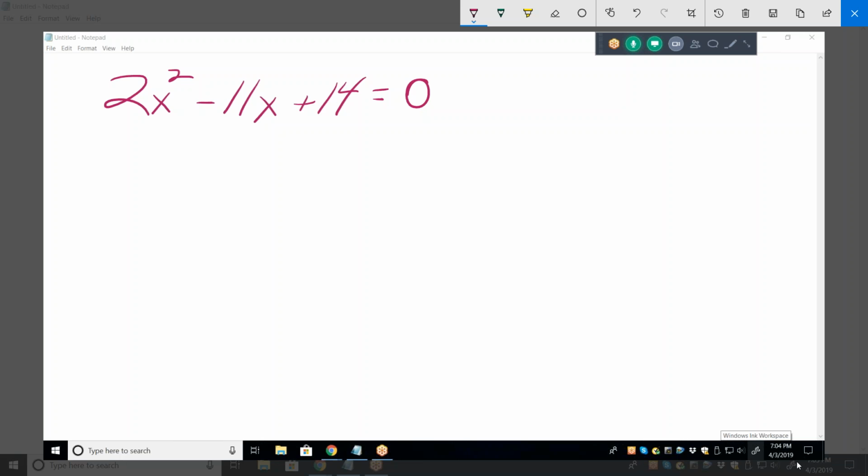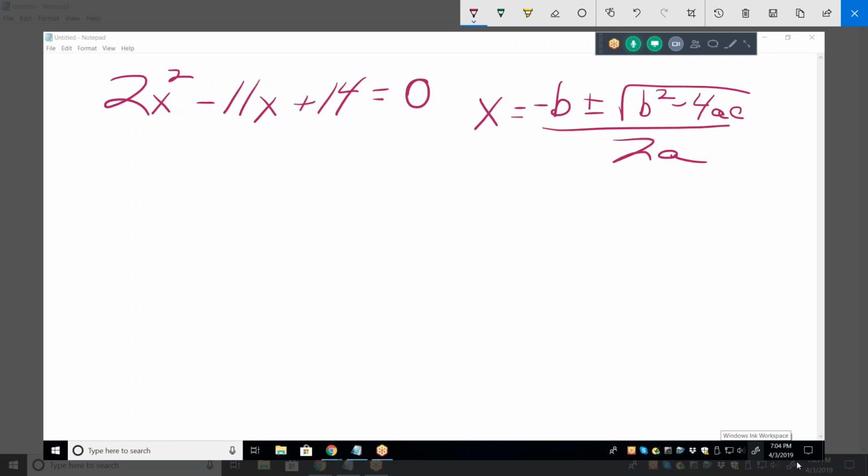But in this particular case, since they tell you to use it, first of all, what is it? Negative b plus minus square root of b squared minus 4ac over 2a. Good. And in our case, what is A, B, and C? A is 2, B is negative 11, and C is positive 14. Okay, let's plug it in.